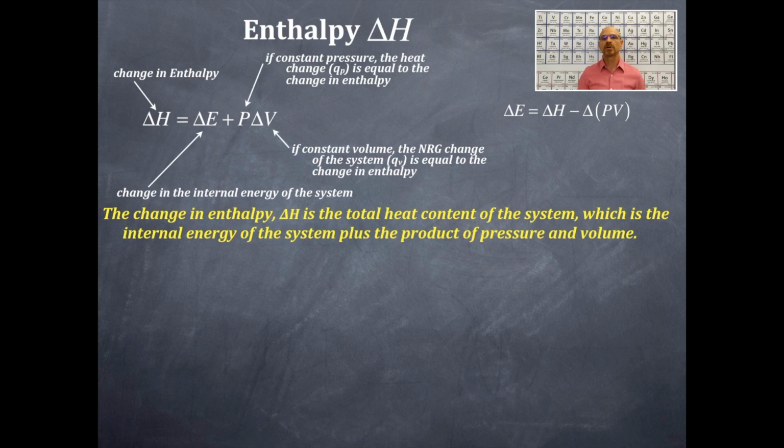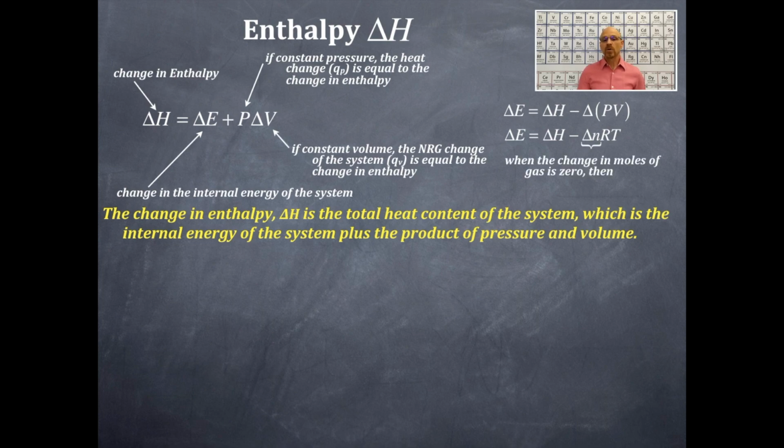Delta E is equal to delta H minus delta PV. Now, I'm hoping you're remembering way back into the gas unit and the ideal gas law. The ideal gas law is PV equals nRT. You see right there, there's the PV. So what I'm going to do is substitute in what PV is equal to. Okay, so now I have delta E is equal to delta H minus delta nRT.